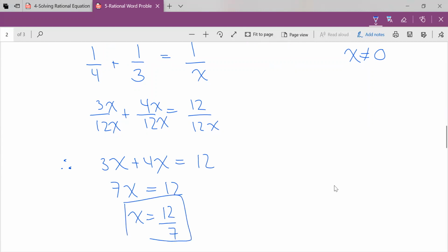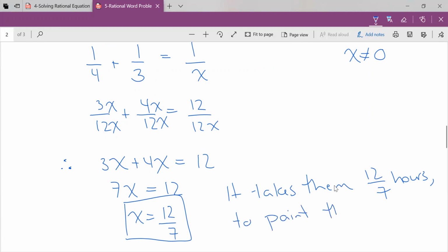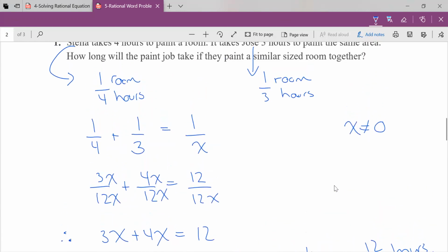So it's going to take them, what's that? Just under 2 hours to paint the room. And so I'm going to write a sentence, right? It takes them 12 over 7 hours. And maybe in the question it says to round, right? But 12 over 7 hours to paint the room. Okay, so it never hurts to write a sentence at the end, right? Okay, again, I could check my work by subbing in 12 over 7 back into my original equation.